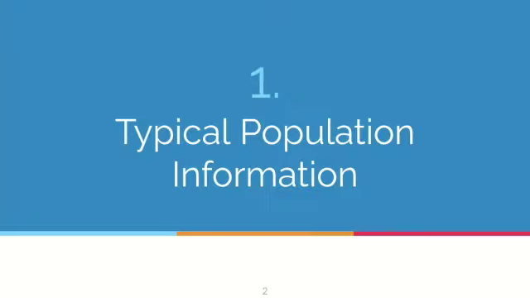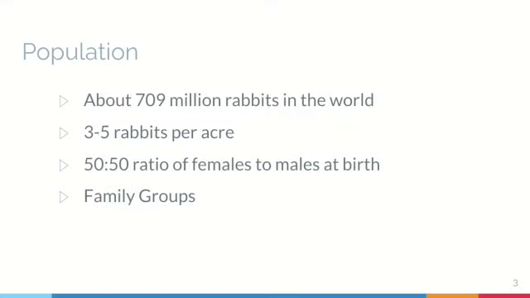The typical population information. The population of rabbits is about 709 million worldwide. The population density of rabbits where they're common is 3 to 5 rabbits per acre. And there's a 50-50 ratio of females to males in newborn litters. Rabbits usually live in family groups until the offspring move out. Rabbits will mate for life.